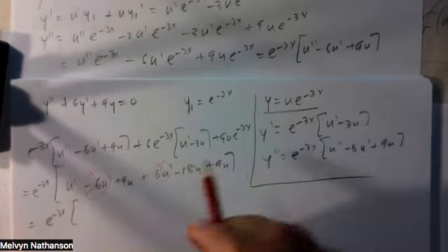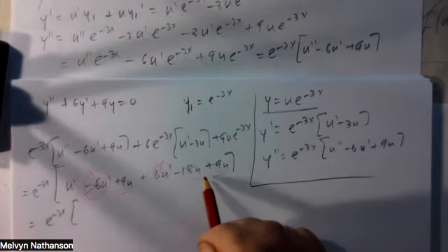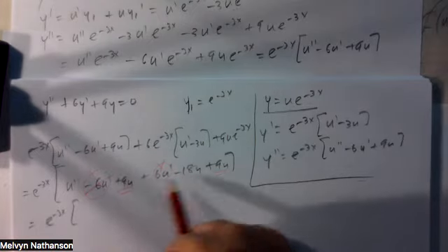Let's see, I have minus 6u prime and plus 6u prime, so they cancel. I have 9u plus 9u, that's 18u, minus 18u. They cancel. So I just get e to the minus 3x u double prime. And that has to equal 0.